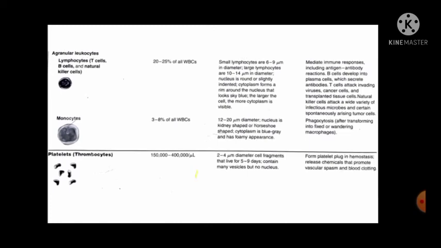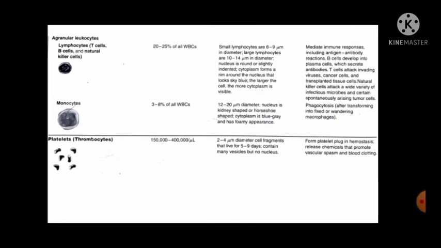Platelets. Platelets are required for the clotting of blood. Their count is 1,50,000 to 4 lakh per microliter. Their size is 2 to 4 micrometers in diameter. They are cell fragments that live for 5 to 9 days. They contain many vesicles but no nucleus. RBCs and platelets do not contain a nucleus. They form the platelet plug in hemostasis and release chemicals that promote vascular spasm and blood clotting. These are the processes in blood clotting where platelets perform their role.